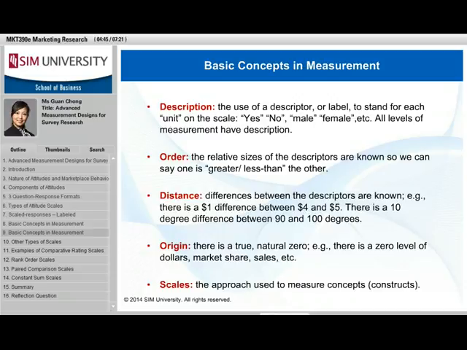Distance is the difference between the descriptors that are known. For example, there's a $1 difference between $4 and $5, and there's a 10-degree difference between 90 degrees and 100 degrees. Origin means there is a true natural zero. For example, there's a zero level of dollars, market share, sales, etc. Scales are the approach used to measure concepts or constructs.